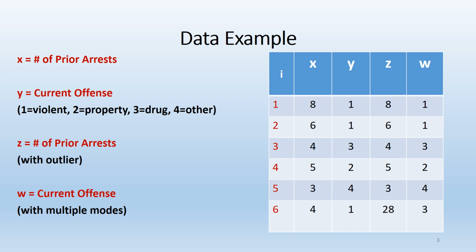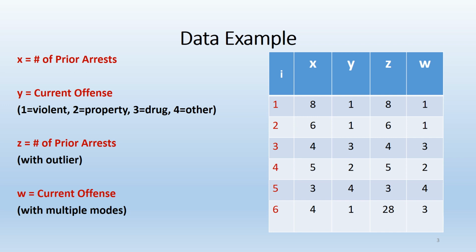Rather, they just represent some nominal or qualitative category. So you can see for variable y, we have it set up where 1 equals violent offenses, 2 equals property offenses, 3 equals a drug offense, 4 equals other. And then you can see person number 1 had a violent offense, person number 2 had a violent offense, person number 3 had a drug offense, and so on.